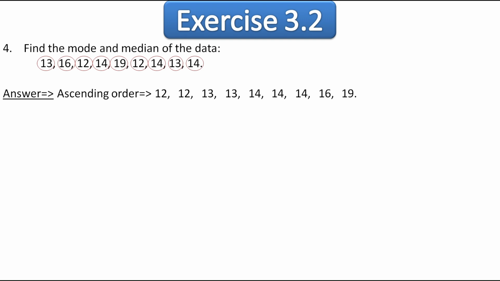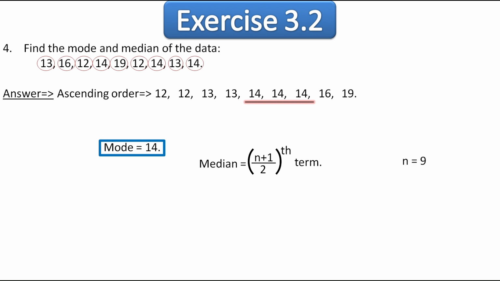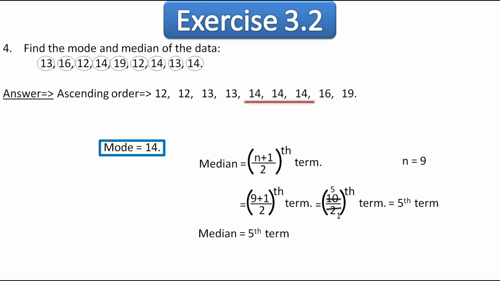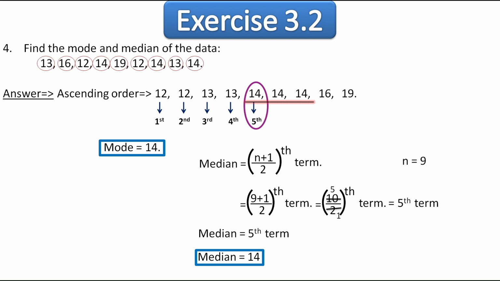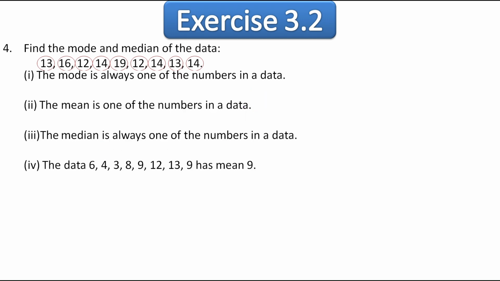Now when I check, I found that 14 is repeated for 3 times. Therefore the mode is 14. Okay, now we will find median by using the formula. As n is odd number, we are using this formula. Let's put the value of n in the formula, that is 9 plus 1 upon 2th term. So 10 upon 2th term. Now 2 ones are 2 and 2 fives are 10. So I got median as 5th term, and when I check I found that 14 is the 5th term, therefore median is 14. Now let's move to the next question, that is 5th one.